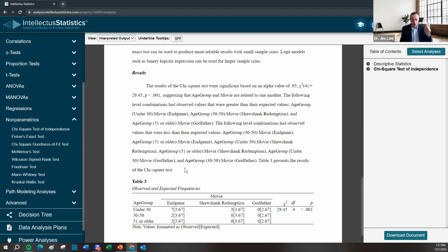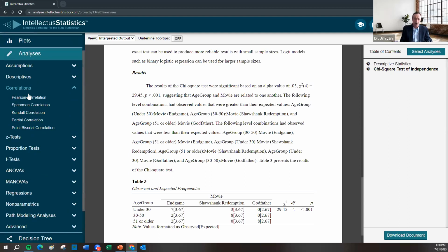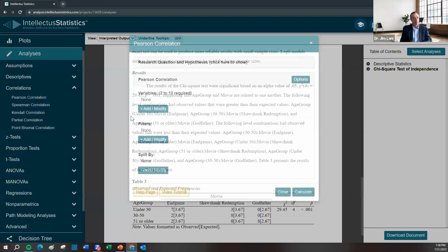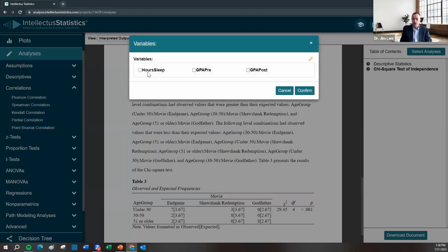Okay, on to the next test. Let's do a Pearson correlation. Pearson correlation is under correlations, and it is the most common kind of correlation. Here I can look to see if there is a relationship between the hours slept and GPA before some intervention. So that's my simple question.